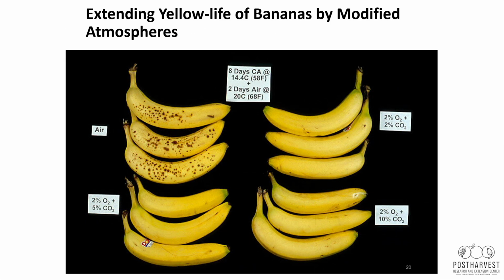This is some work that was done by Adulcator many years ago. Here is the air, and this is 8 days of controlled atmosphere at 58 degrees, followed by 2 days in air. You can see that using the controlled atmosphere treatment for those 8 days actually slows down the ripening of the fruit.